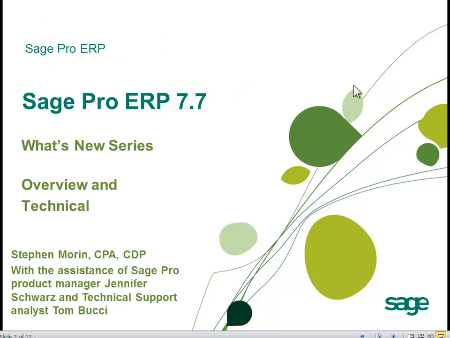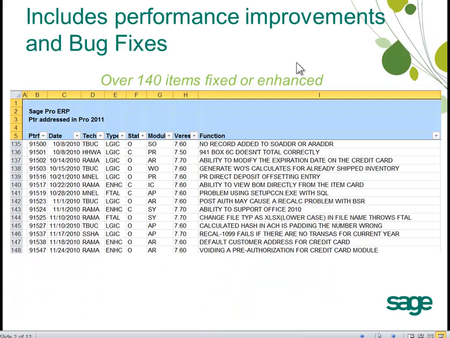Today's snippet will be on the Sage Pro 7.7 What's New series. We'll be going over the new changes in 7.7, an overview and technical presentation. I want to thank Jennifer Schwartz and Tom Bucci of Sage Software for their assistance in preparing this presentation. I am Steve Moore and I will be your host today.